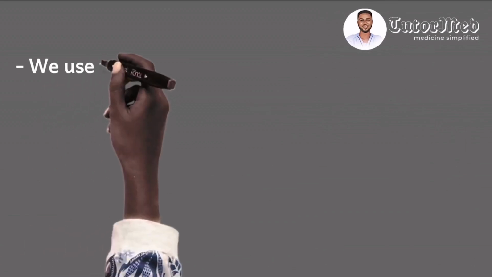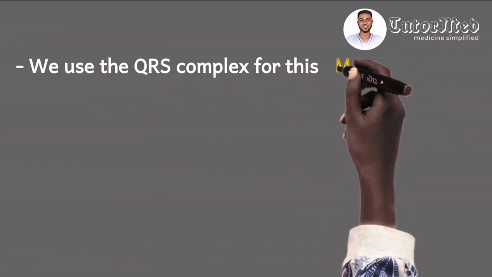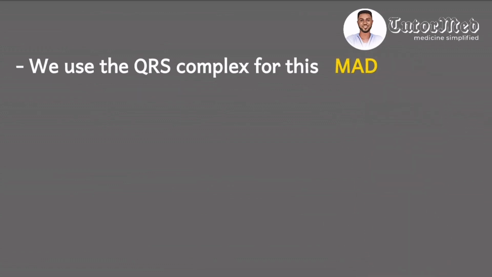Now, to identify these blocks on the ECG, we use the QRS complex. Remember, we said that when describing waves or complexes on the ECG, like the QRS complex, we get MAD at them, right? M for morphology, A for amplitude, and you remember the amplitude helped us to identify ventricular hypertrophies and voltages, right? And then D for duration. So in bundle branch blocks, the morphology and duration will help us identify them.